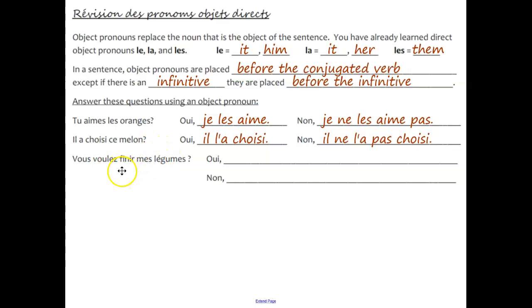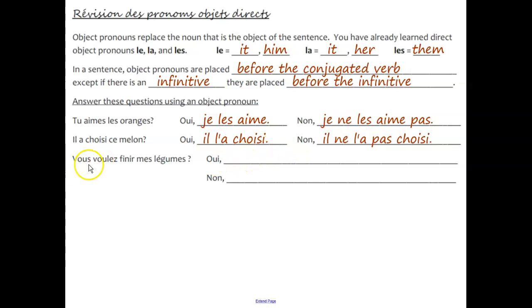Here we also have two verbs, but finir is an infinitive, so that means our les is going to go before finir. Now keep in mind for this one, just like how we changed tu aimes to j'aime up here, vous voulez means do you want. That's not what you would use in your answer. Think about how you would answer the question as well. You would say either I want or we want to finish them.